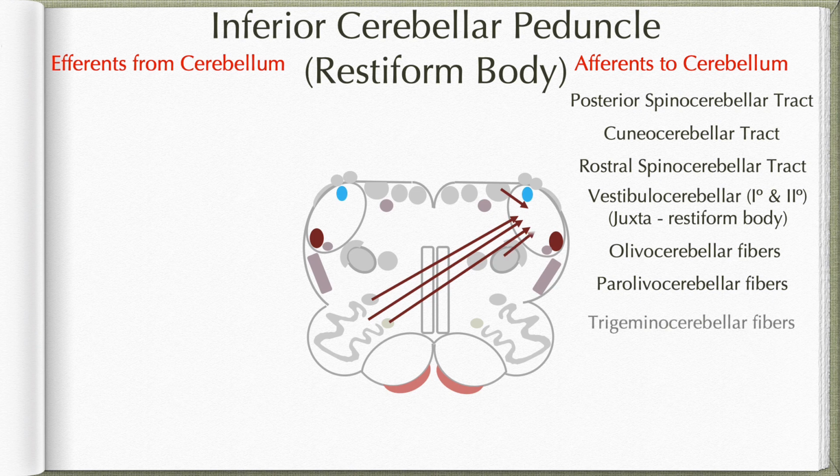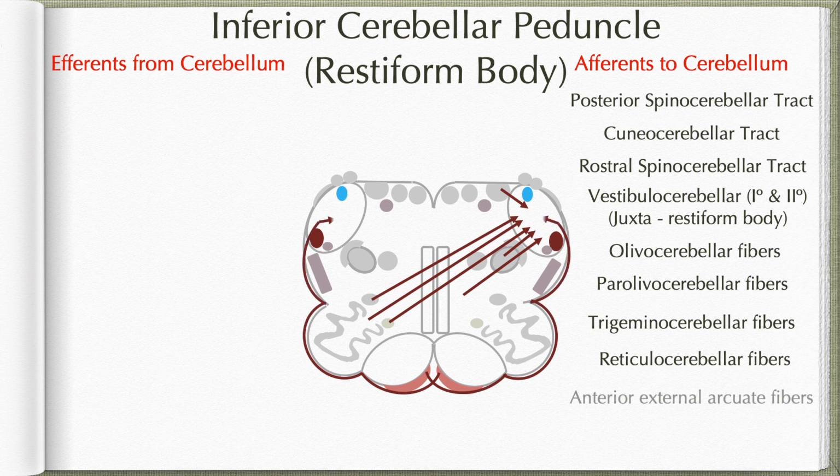Then we have trigeminocerebellar fibers and reticulocerebellar fibers, which will also be reaching the cerebellum through the inferior cerebellar peduncle. And within the medulla, we have displaced pontine nuclei known as arcuate nuclei. So fibers starting from the arcuate nuclei will cross over to the opposite side and reach the contralateral inferior cerebellar peduncle. These fibers either travel on the anterior aspect of the medulla as anterior external arcuate fibers, or they travel on the posterior surface of the medulla as stria medullaris.